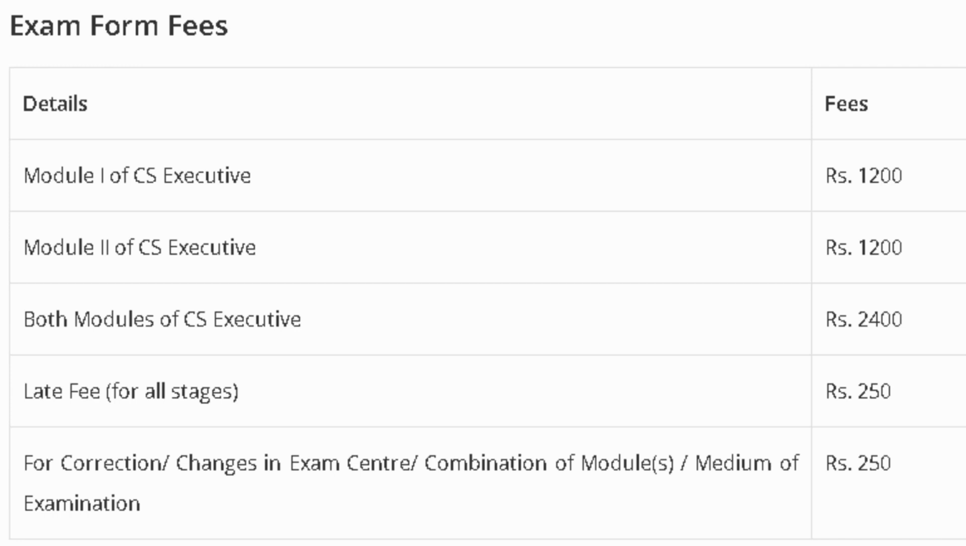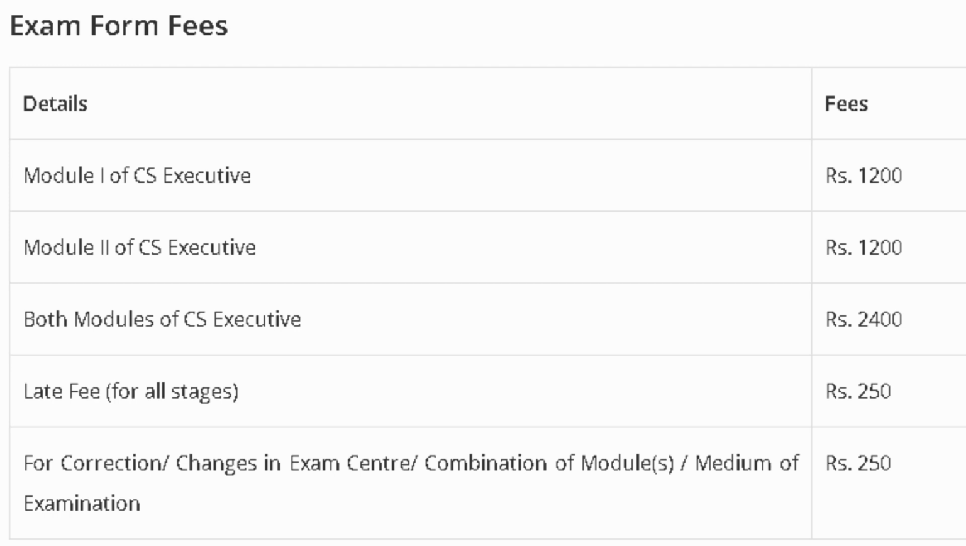And if, after furnishing your information, you want some kind of correction, saying, oh, I made a mistake in writing some information, for that also you will have to pay the ICSI Institute 250 rupees, and they will allow you to do the corrections. That can be in the form of examination centers or combination of modules or anything, that will be taken care of. Or the medium of examination, say you wanted to write in Hindi but you are writing in English, or whatever the pattern is.